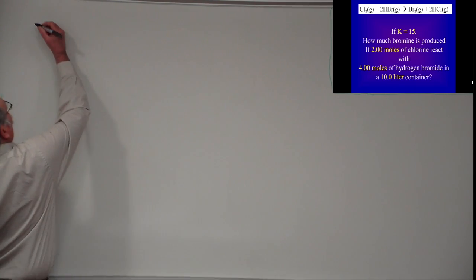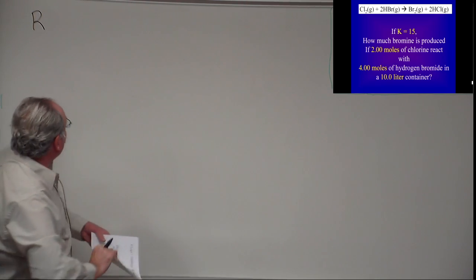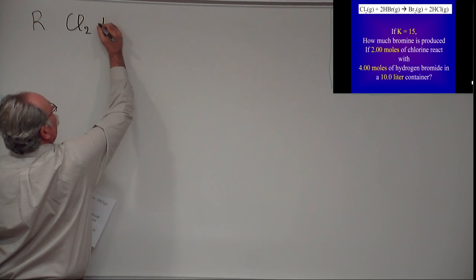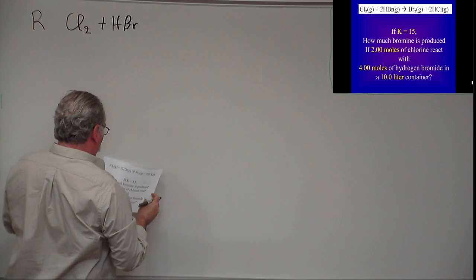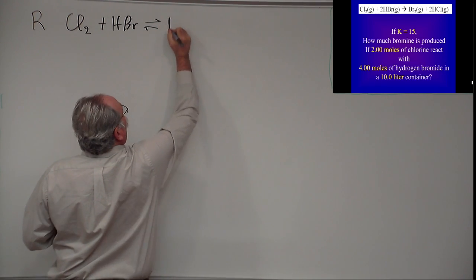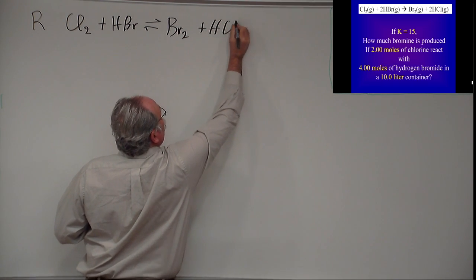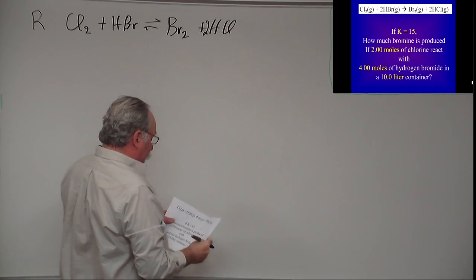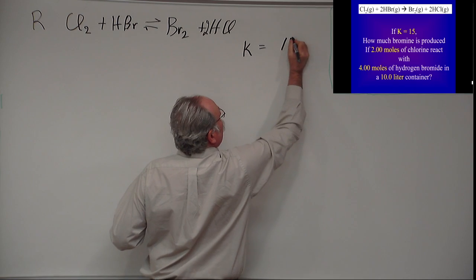So we're going to first start off by writing out the reaction. In this reaction, we have chlorine reacting with gaseous hydrogen bromide, and I'm going to leave out the phase just to keep the board clearer. And this is at equilibrium with bromine and HCl, of which we make 2 of those. And we know that K is equal to 15.